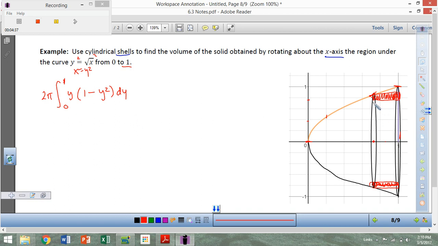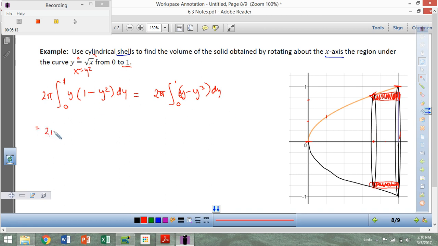Okay, so the height's a little bit different there. It's a little more complex to come up with that than what it was on the last example. But always think about where the rightmost part of the rectangle is determined, and where the leftmost part is determined, and that will give you this height of 1 minus y squared. So distribute your y, and then we're ready to integrate. So 2 pi integral from 0 to 1 of y minus y cubed dy.